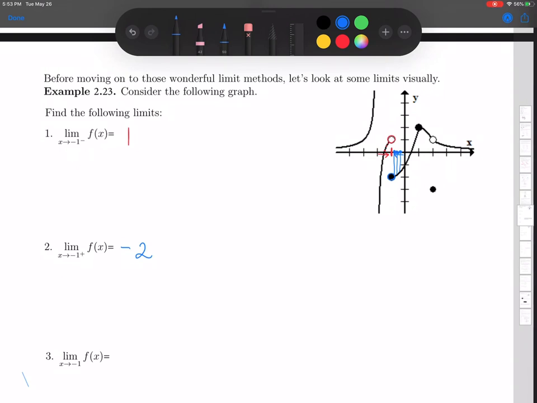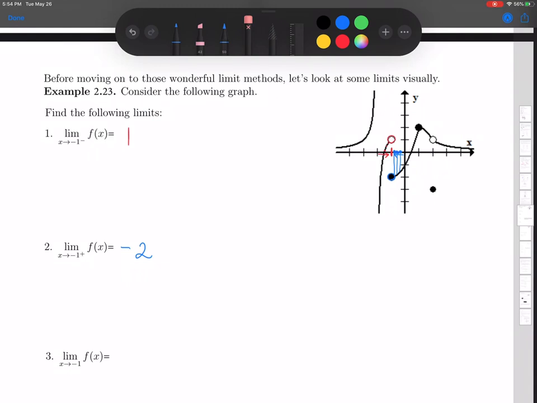Number 3, the limit of f of x as x approaches -1. Oh, interesting. If you guys notice, number 1, it was approaching from the left. Number 2, it was approaching from the right, right? Number 3, it doesn't look like it's approaching from either side. There's no notation for a left-hand side limit or a right-hand side limit. So what's going on? What we call this is a general limit.